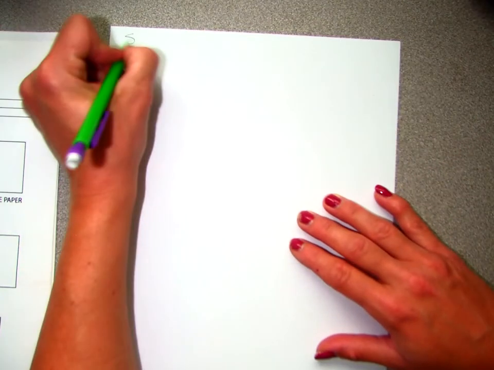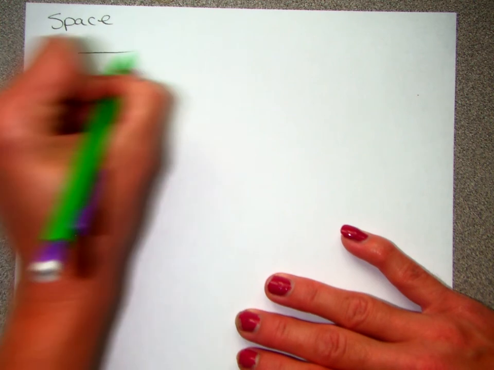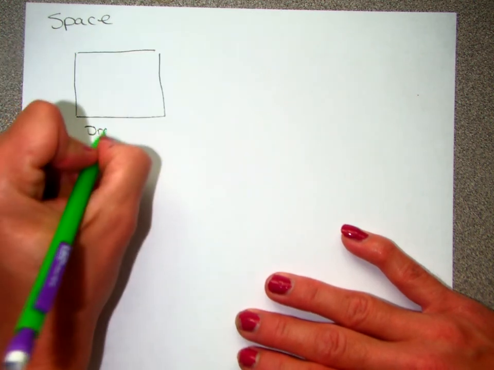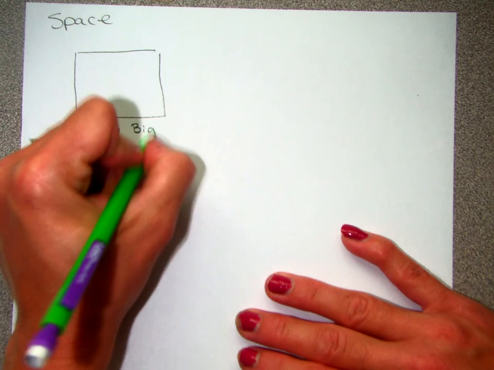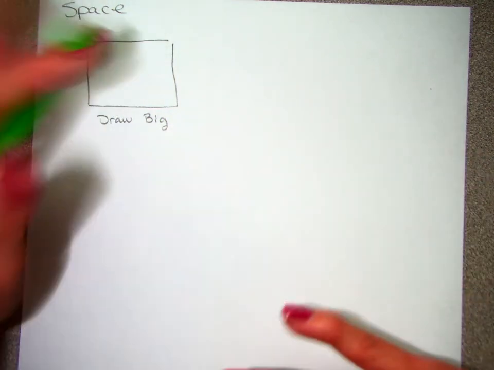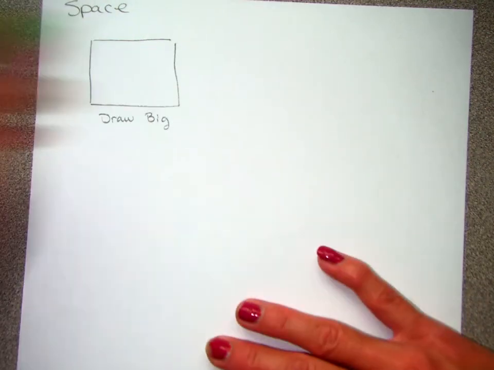We're going to talk about different ways to use space. And this comes with, make sure you're labeling space too. So there come several different ways to use space within your frame. Okay, so let's draw us a box, and we're going to label this one Draw Big. Okay, so drawing big means that you don't have to fill up edge to edge, but you're going to fill up most of your space.